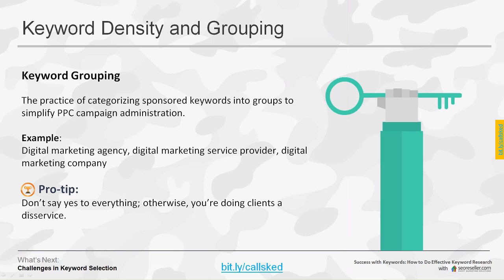Those are not all contextually the same. A digital marketing agency is an entity. A digital marketing company is an entity. A digital marketing provider is an entity. A digital marketing service is a service. And therefore, it does not mean the same thing to the user. Therefore, you should not try to target them within the same page.